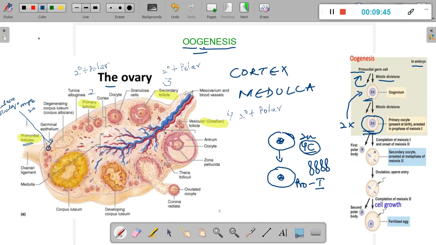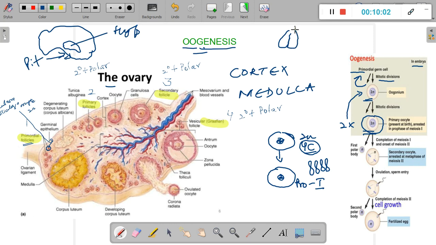Now in the human brain, let me just draw a rough sketch of the human brain. In the human brain, we have a structure called the hypothalamus, and we also have a structure called the pituitary. So let us say this is the hypothalamus, and this is the pituitary. Now I'll magnify the pituitary. Pituitary has two lobes, so it appears somewhat like this.